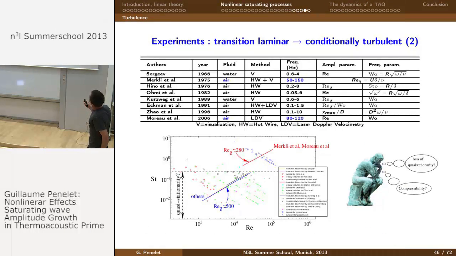Okay, and so these are the experimental conditions that were used by the different authors, and what we can see is that the only authors that have used frequencies in the audible range are Merkli and Thomann and also Moreau et al. And they obtain a transition which is different from the one obtained by the other authors. So this means that there's a limit, maybe around a Strouhal number of order unity, for which the quasi-steady assumption is not valid.